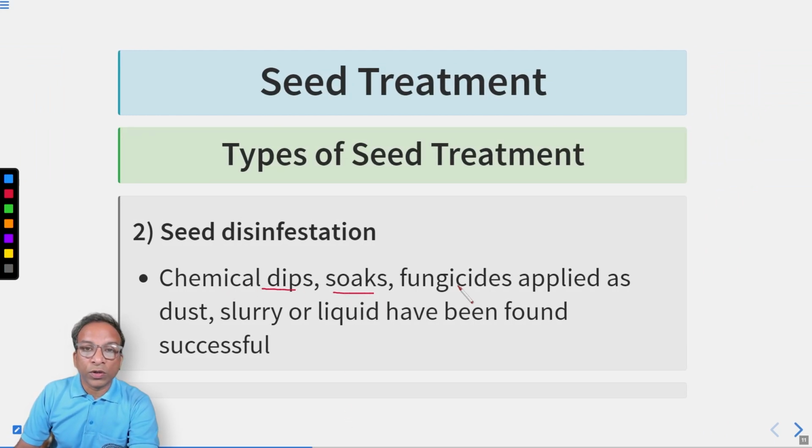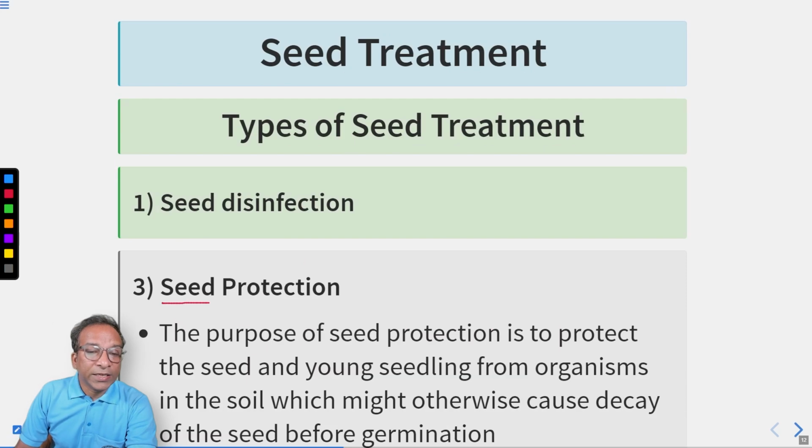Chemical dips, soaks, and fungicides applied as a dust, slurry, or liquid have been found successful. So there are some chemicals in which we can dip the seeds, and if spores are present on the surface, they can remove those spores. We can sometimes soak the seeds in those chemicals. We can also apply fungicides as a dust, a slurry, or a liquid, which can be used as successful fungicides, right?